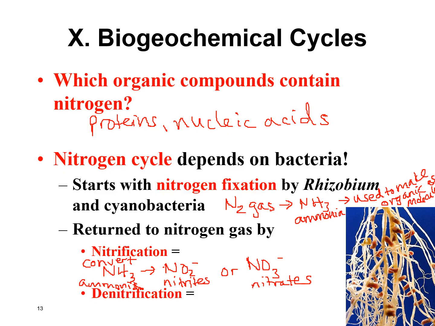Okay, and then denitrification. The D is talking about removing. So we're going to be removing the nitrogen, which means we're going to be putting it back into the air. So we're just going to convert the nitrates to nitrogen gas. And now we're back to where we started again. We're back to the nitrogen gas.